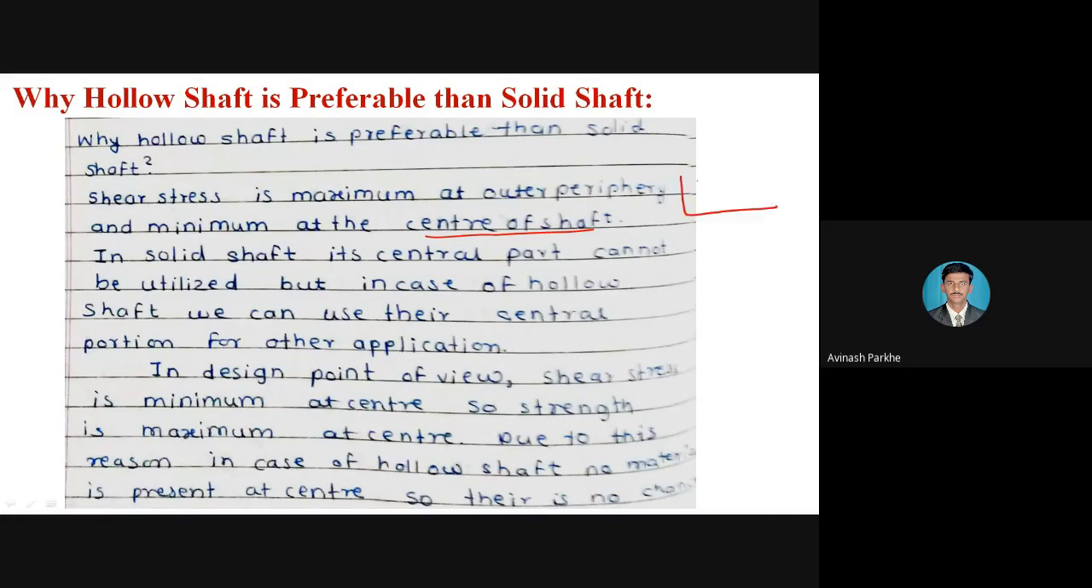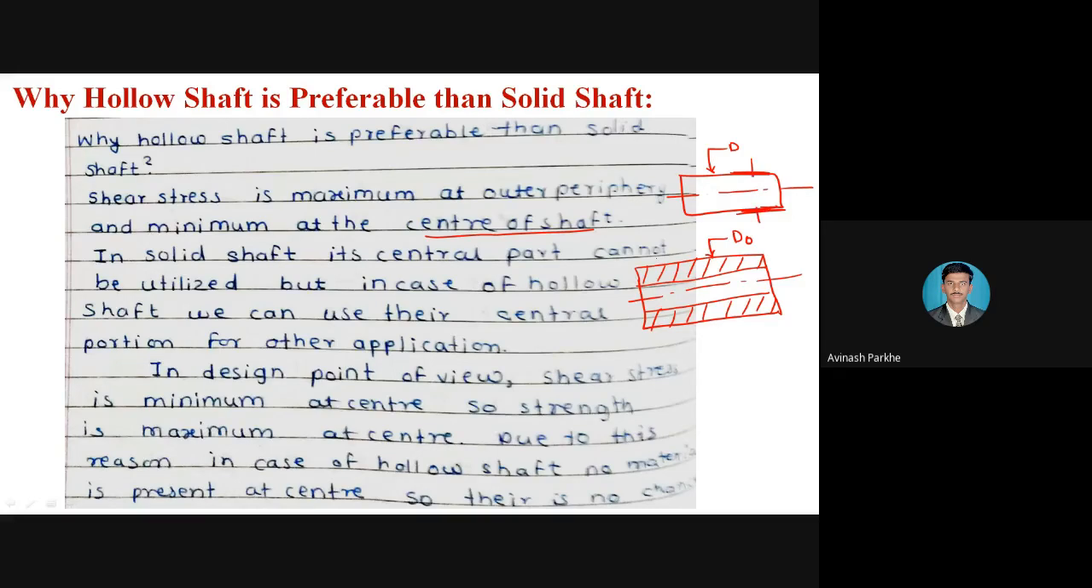For example, here I will draw the solid shaft. This is the solid shaft. This is the center point. And here I will draw the hollow shaft. The hollow structure can be represented with hatching lines. So this hatching represents that the shaft has a hollow structure, and this is the center point. This shaft has external diameter capital D, and this shaft also has external diameter capital D. In both shafts, the shear stress is maximum at the outer periphery. In the solid shaft, it is maximum at the outer diameter.